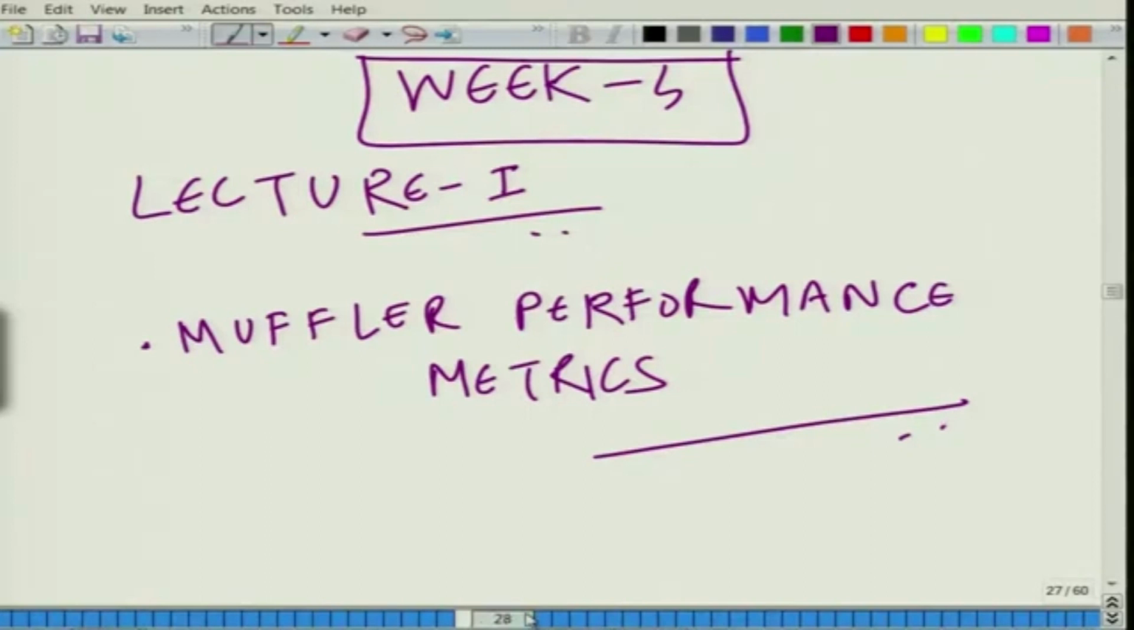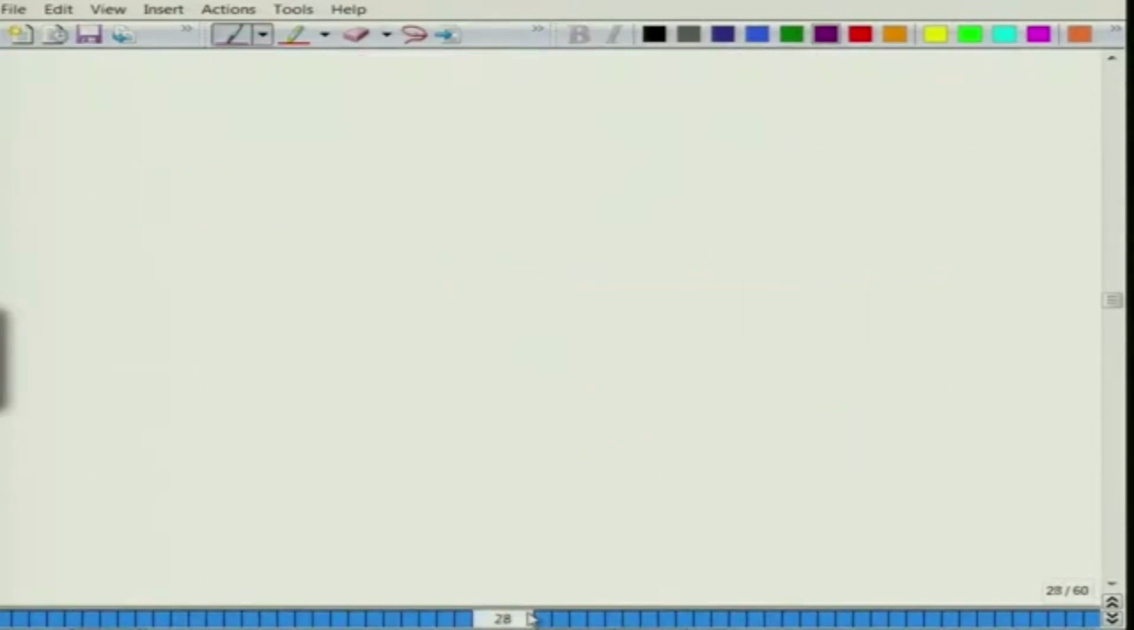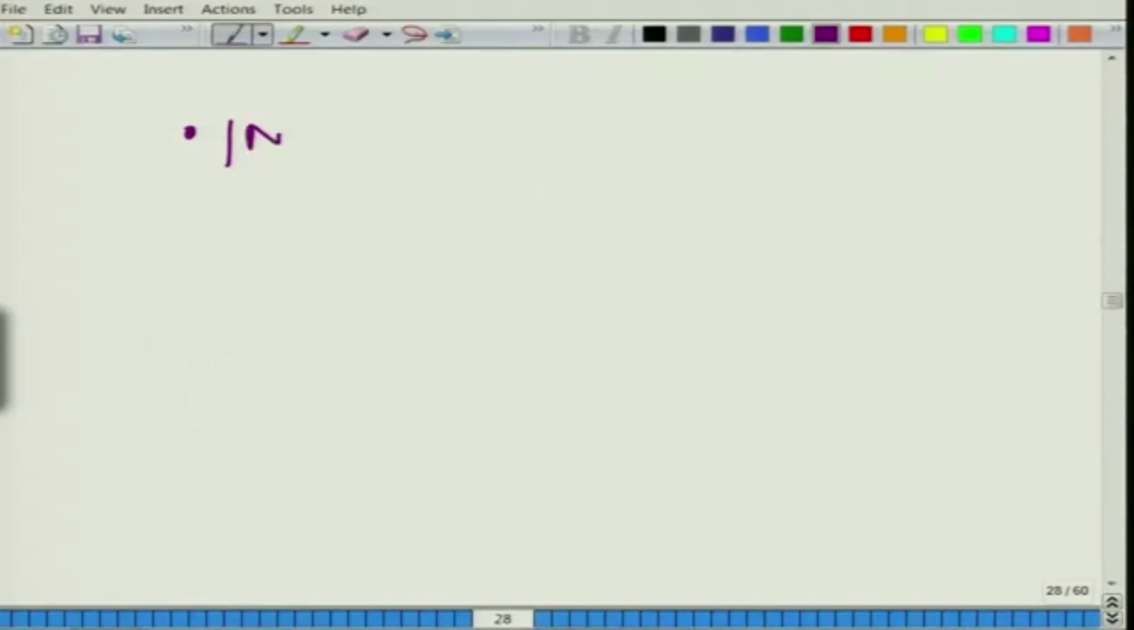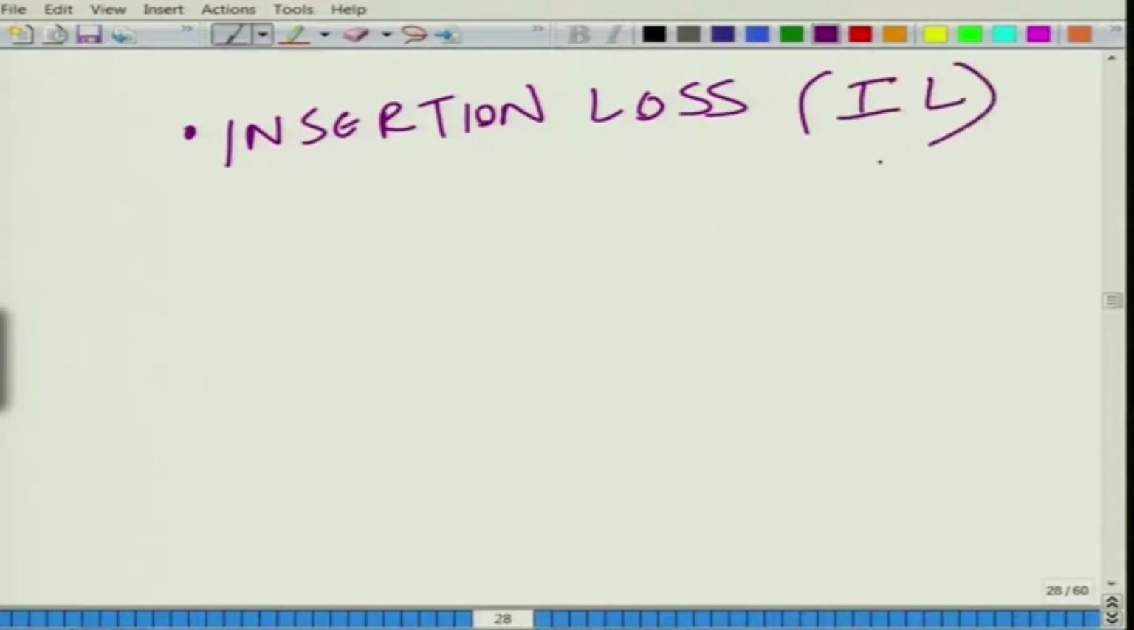So, how do you decide whether the muffler is performing nicely or not? We have 3 parameters, and in fact these 3 parameters are not just sacred to muffler theory, but are also used very widely in noise control engineering and in different applications as well. So, these are insertion loss, also known as IL, measured in dB. Everything is measured in dB.